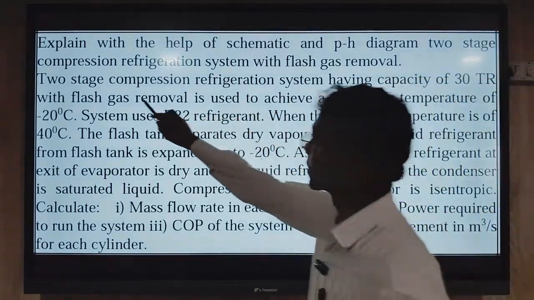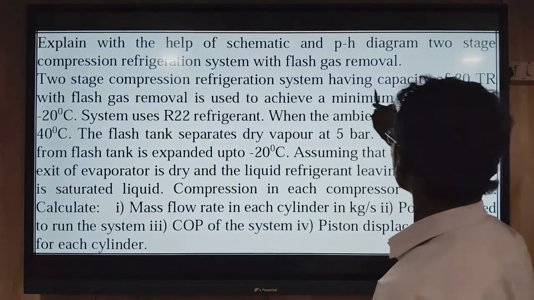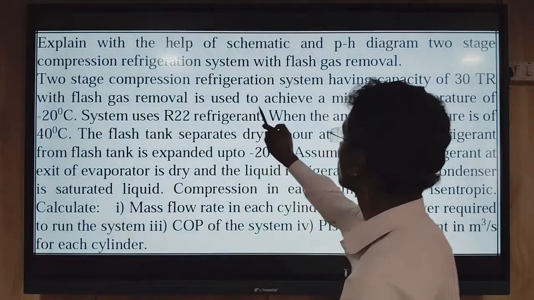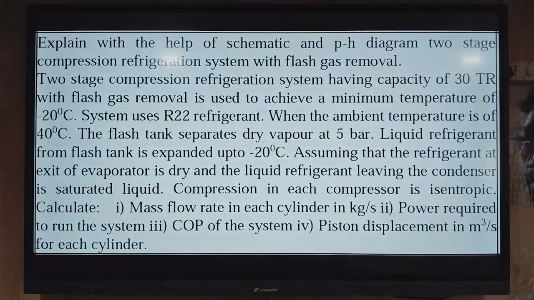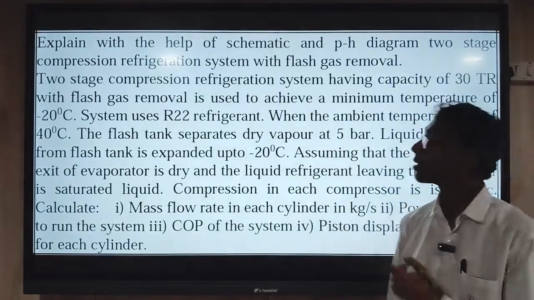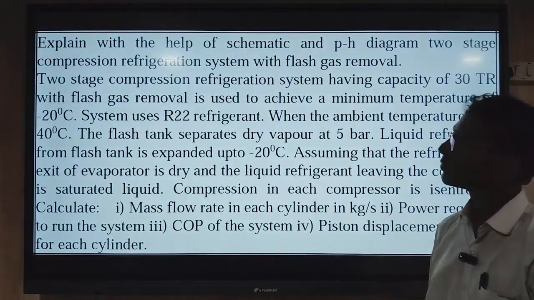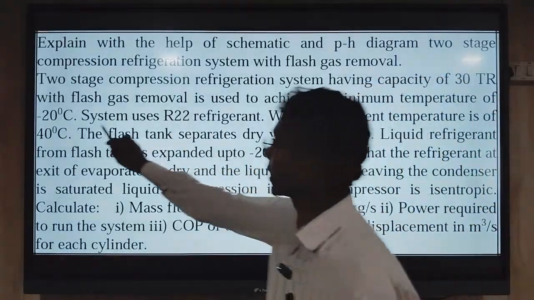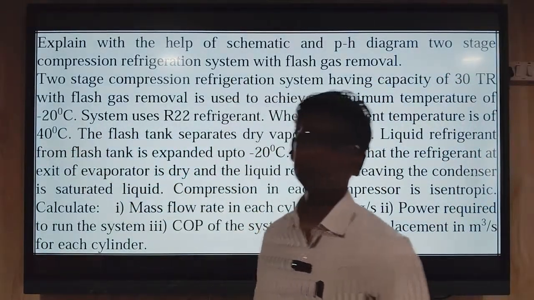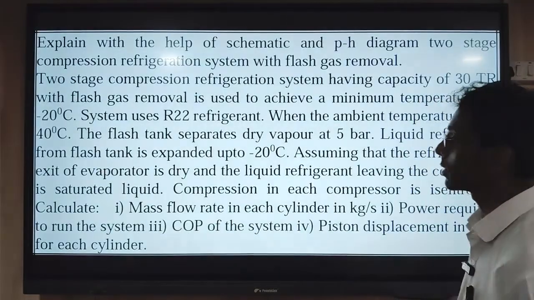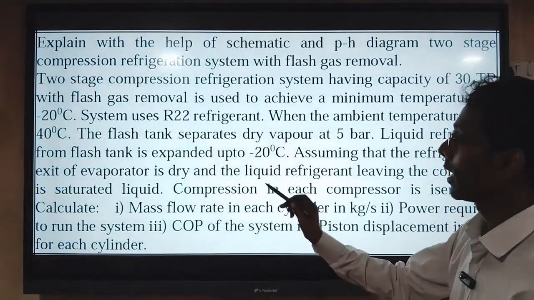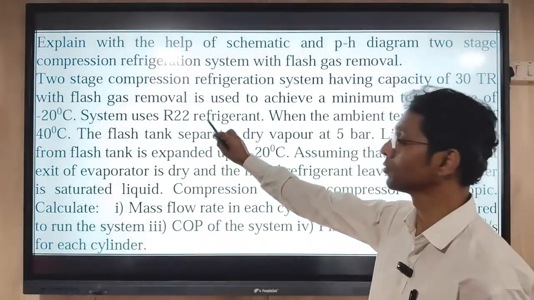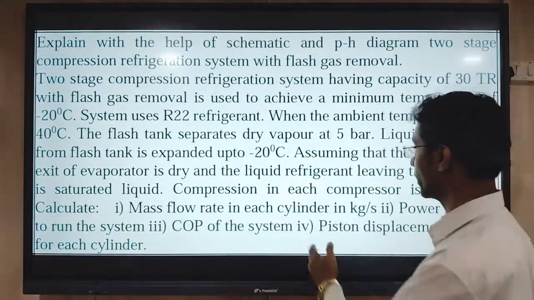Here, a two-stage compression refrigerant system having a capacity of 30 TR with flash gas removal is used. This is the capacity of the system, Q dot L, 30 TR, is given. A minimum temperature of -20 degrees Celsius is given. This is the evaporator temperature, so we use that temperature at the evaporator level, and the type of refrigerant used here is mentioned as R22.